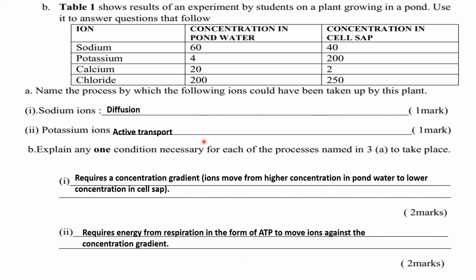For active transport to occur, there's need for energy in the form of adenosine triphosphate, ATP. So it requires energy from respiration in the form of ATP to move ions against the concentration gradient. ATP here acts as a pump to pump particles from their region of low concentration to the region of higher concentration. This process without energy cannot take place.